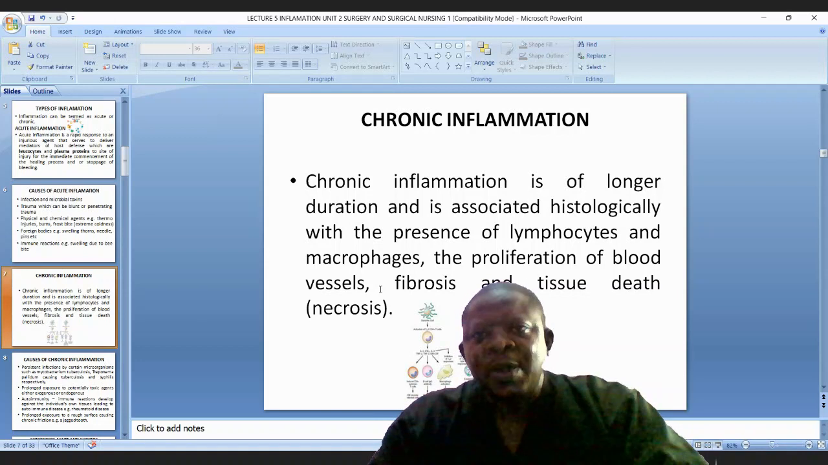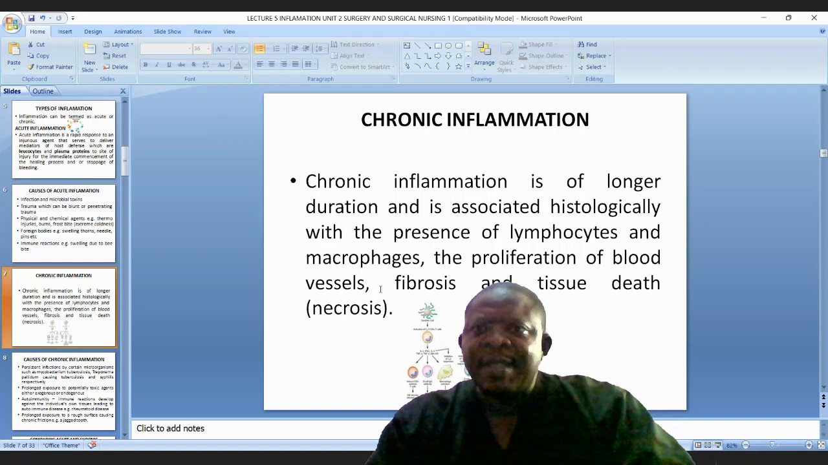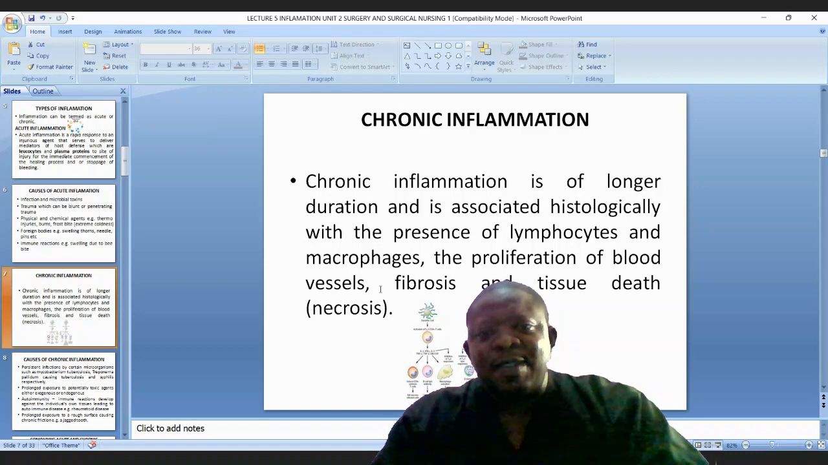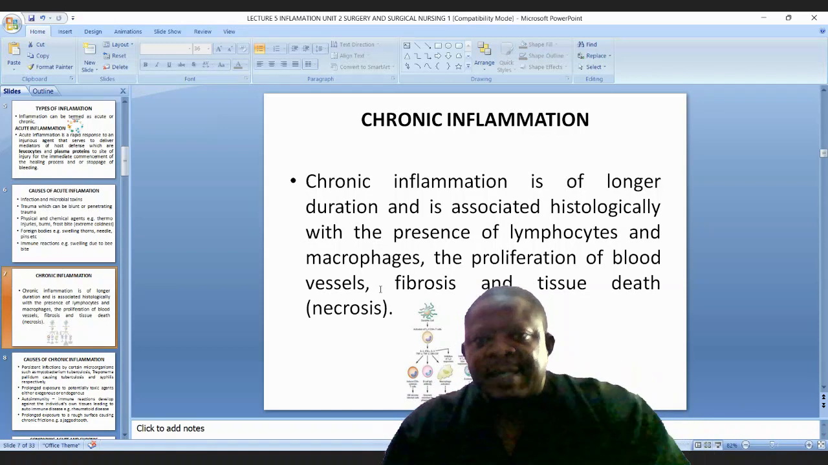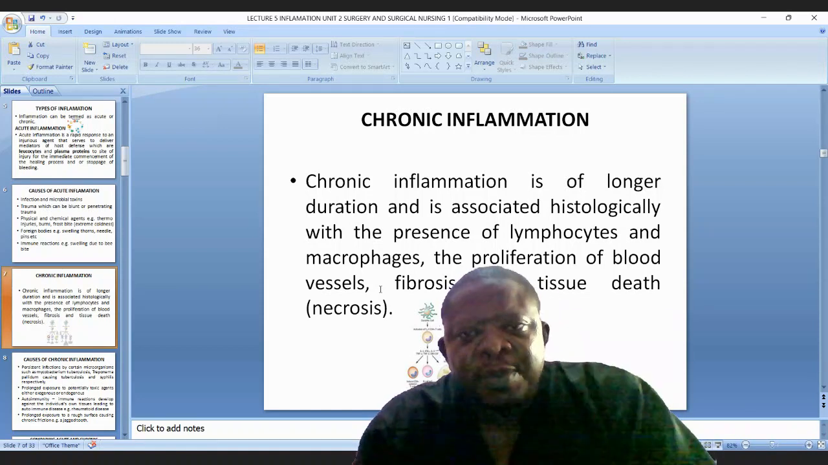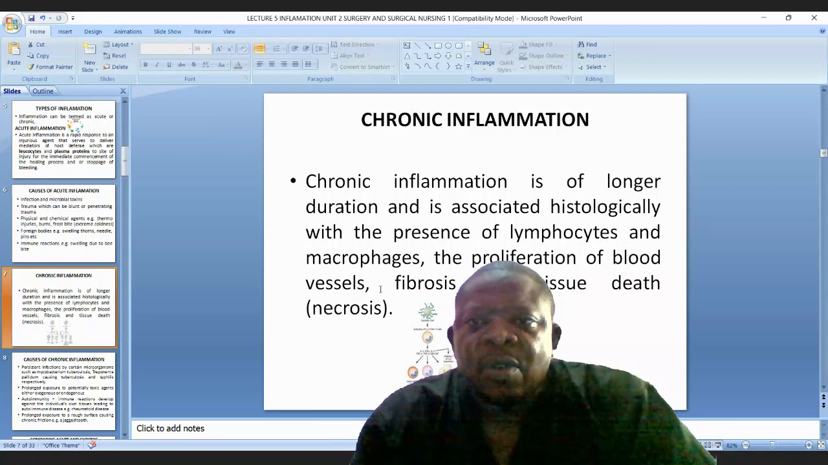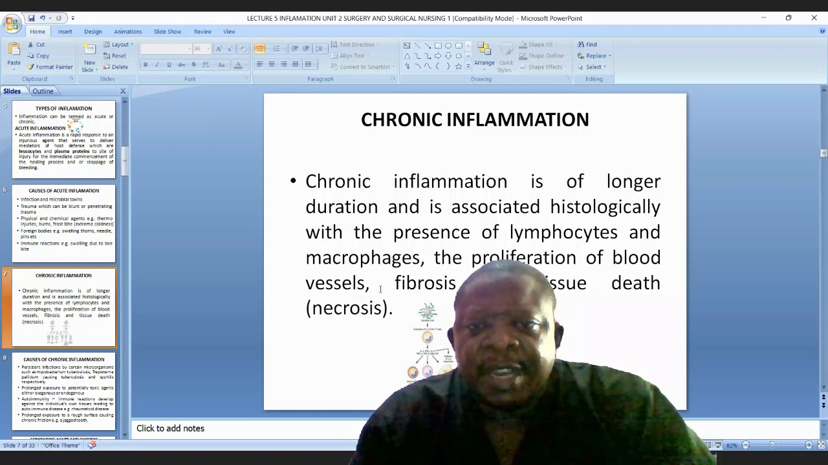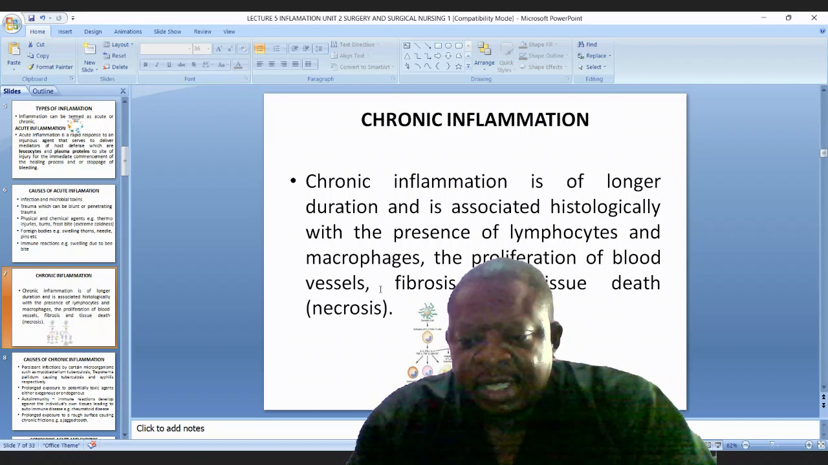So when you're talking of chronic inflammation, we're just looking at inflammation that is a little bit longer. And within this inflammation that is a little bit longer, you find that when you analyze blood components, there will be presence of lymphocytes and the macrophages that are going to try to fight this infection. And then there's also proliferation of blood vessels, fibrosis and tissue death.